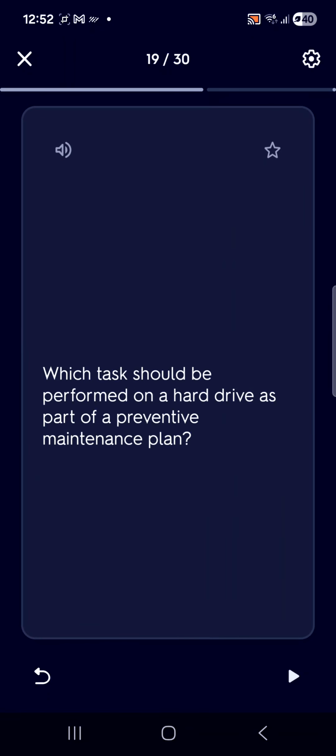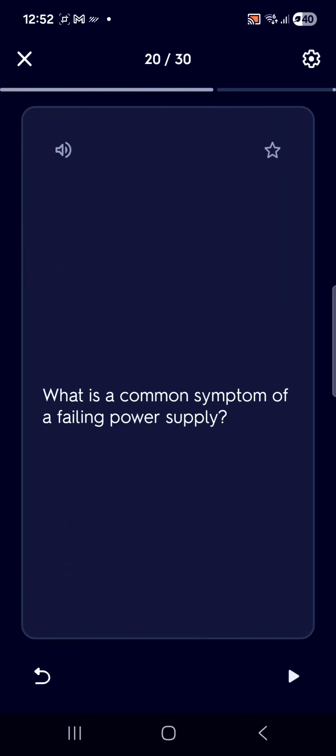Which task should be performed on a hard drive as part of the preventative maintenance plan? You should ensure that the cables are firmly connected.